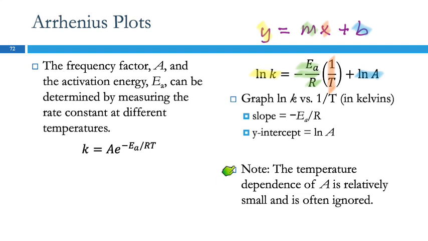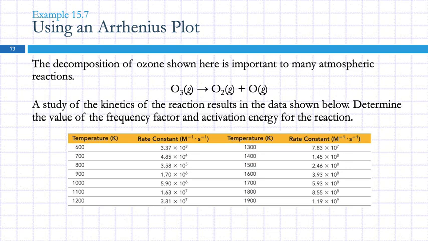Here's a little note. It's like the fine print on some web page or something. This factor A, it's in here and in here, does change a little bit with temperature. But it's pretty small, and so usually we can ignore it. So we're going to ignore that. We're going to pretend it doesn't change with temperature, because it just makes things a lot simpler, and most of the time it really doesn't matter. Okay, so we can use the Arrhenius plot to find the frequency factor and activation energy for a reaction.